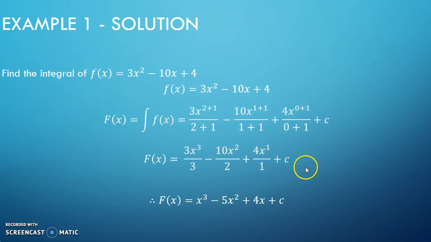So if we simplify that down, we get 3x cubed over 3 minus 10x squared over 2 plus 4 times x to the power of 1 divided by 1 plus c, which simplifies further to x cubed minus 5x squared plus 4x plus c. Now, if we take that answer there, find the derivative of it, we should come back to our original function that we started with.